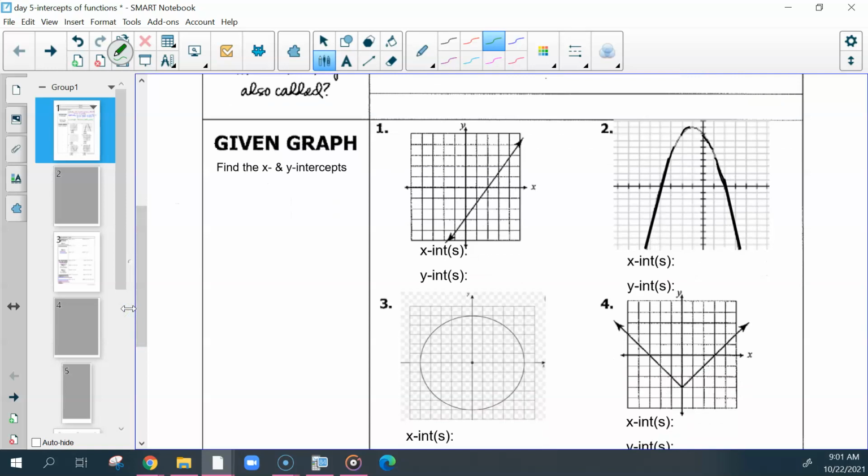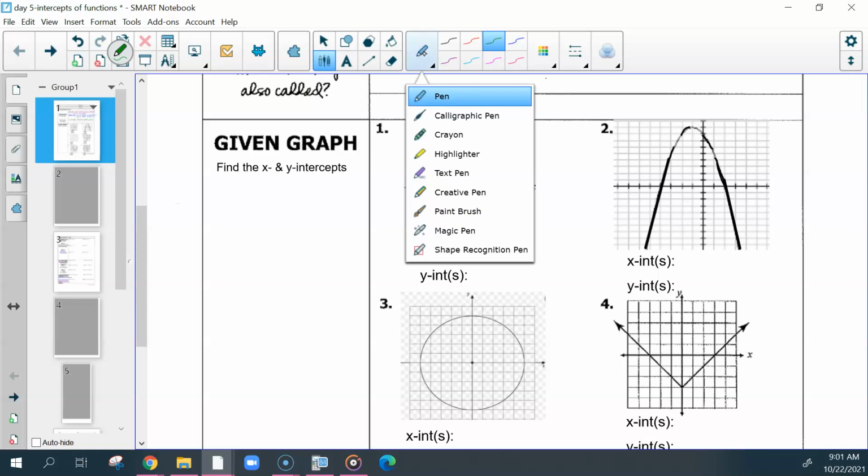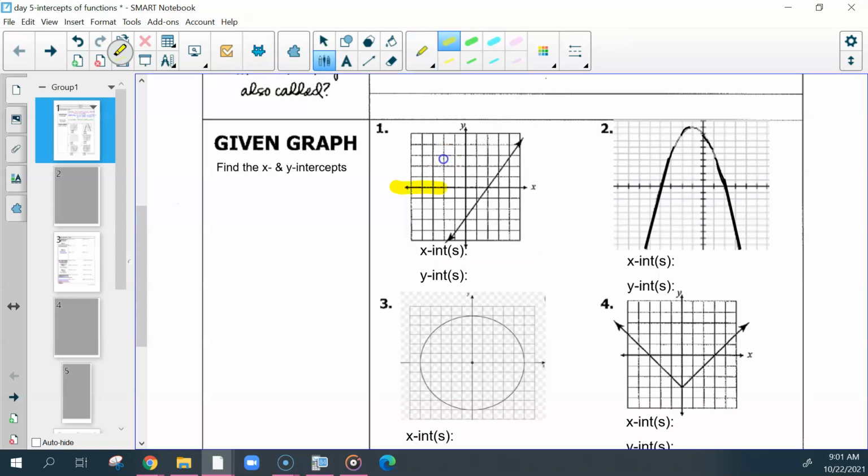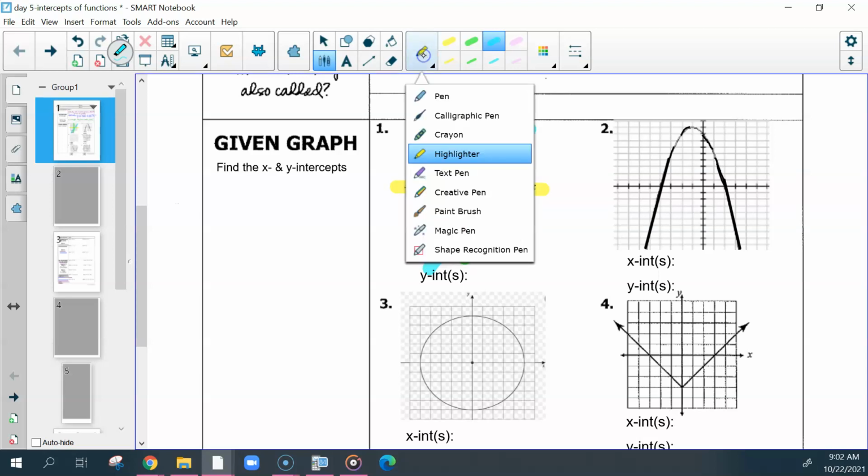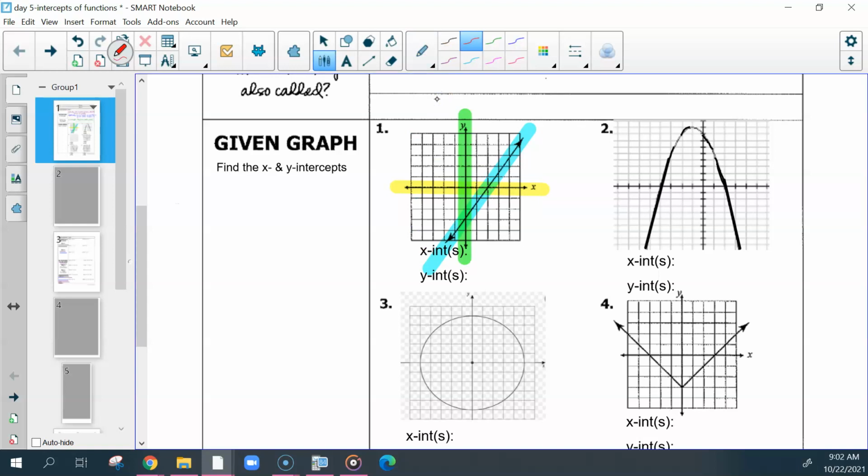So for these, and some of you have already started it, and that's fine. We need to look and see where does this cross the x-axis, and where does this cross the y-axis. So where does this line, this one right here, cross the green or the yellow line, the x-axis? Look on your paper because it'll be easier to tell than mine. And you can say it out loud.